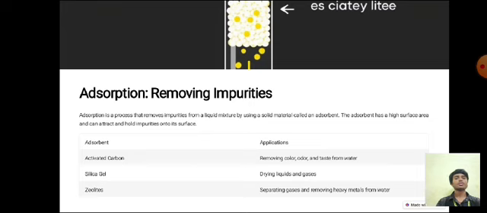Adsorption, removing impurities. Adsorption is a process that removes impurities from a liquid mixture by using a solid material called an adsorbent. The adsorbent has a high surface area and can attract and hold impurities onto its surface. Adsorbents: activated carbon, silica gel, zeolites. Applications: removing color, odor, and taste from water. Silica gel, drying liquids and gases. Zeolites, separating gases and removing heavy metals from water.